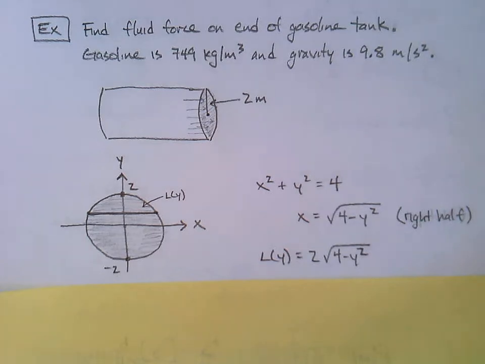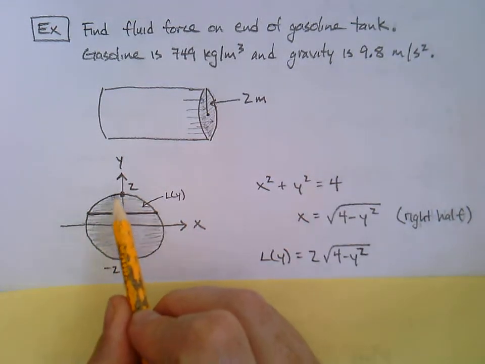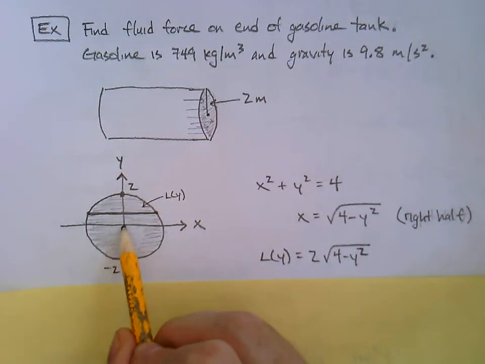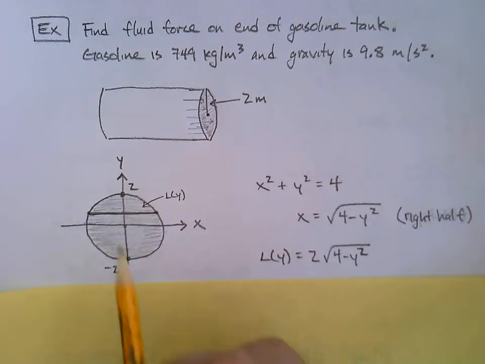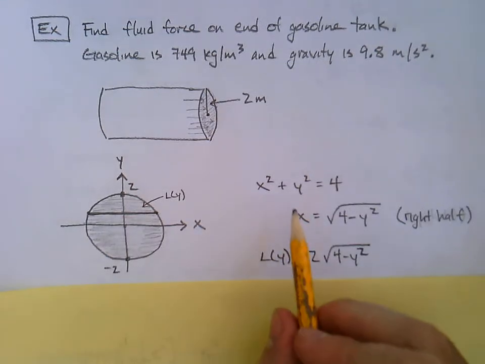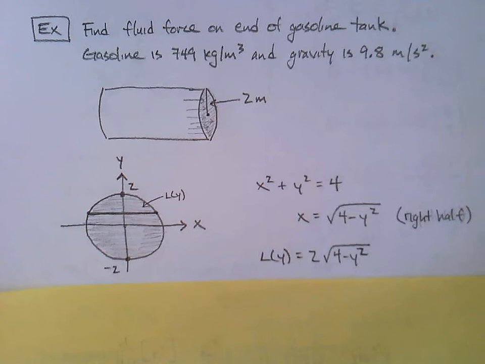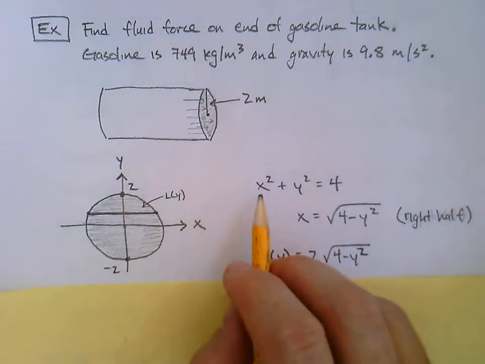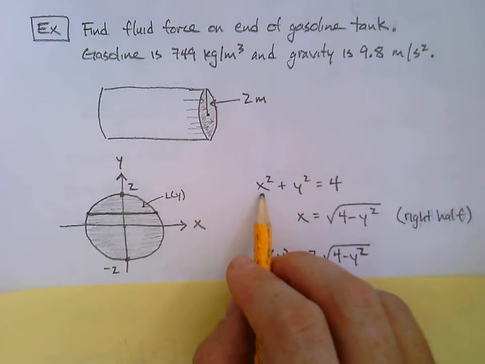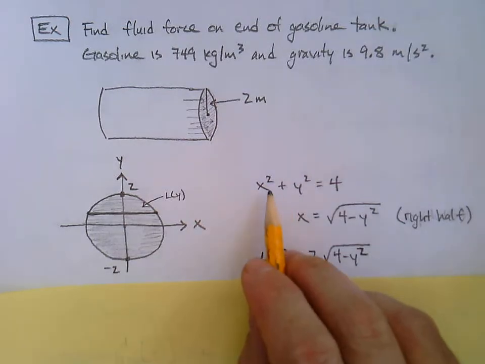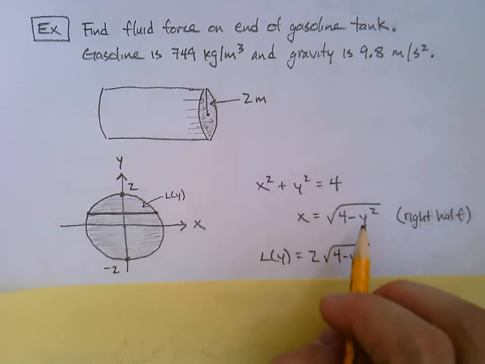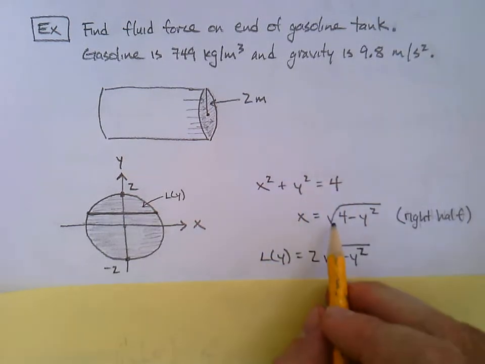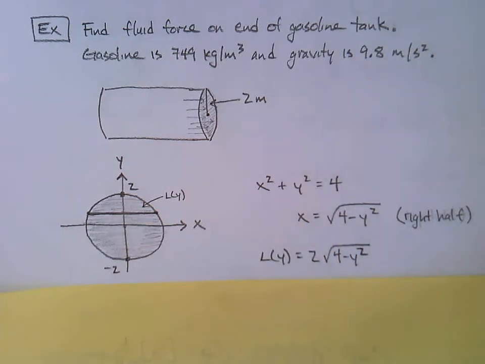So we've done this a couple times by now. The equation of this circle, and this is where it's really helpful to put the center at the origin, is x squared plus y squared equals 4. And just like in the previous problem, we want to solve this for x. So solving for x, subtract the y squared, take a square root: x equals the square root of 4 minus y squared.